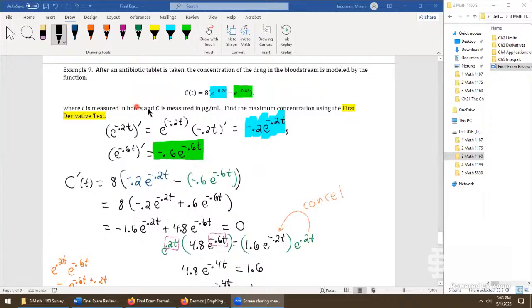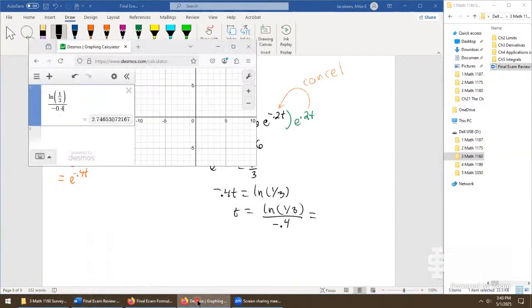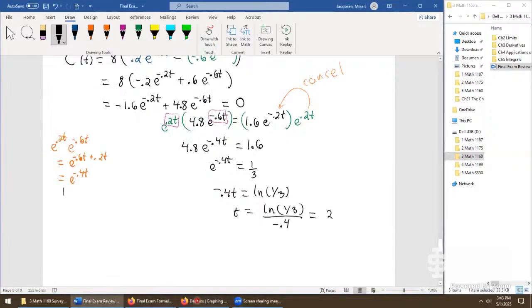And this was in hours. So we'll say that in hours, it is 2.75 hours. So that's our critical number. To finalize the first derivative test, we go like this. 0 hours is the time of injection or consumption. This is t hours, and we have a critical number, 2.75 hours.